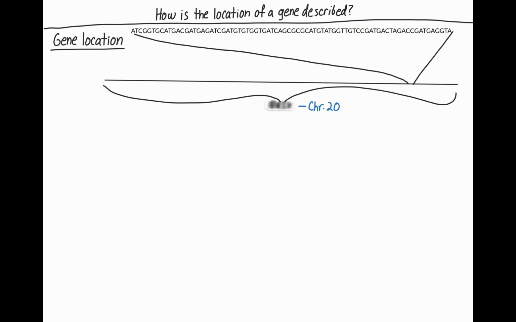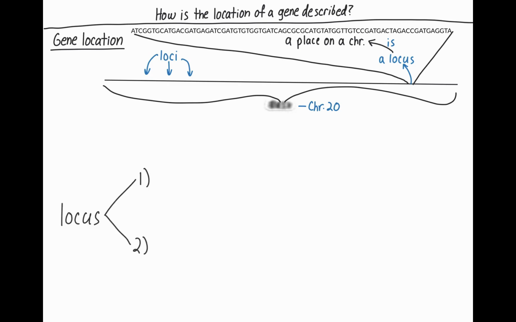A given region of DNA on a chromosome is called a locus. You can see the sequence of that region here. You can also think of a locus as a place on a chromosome. Multiple places on a chromosome are called loci. A locus can be described in two ways.